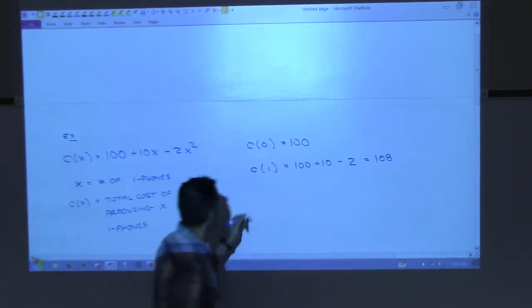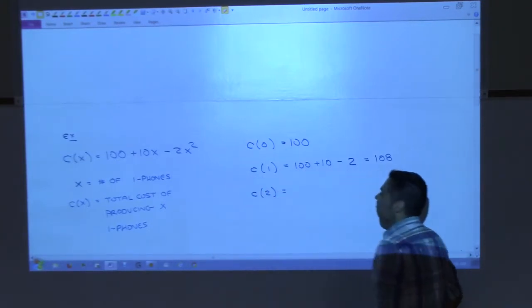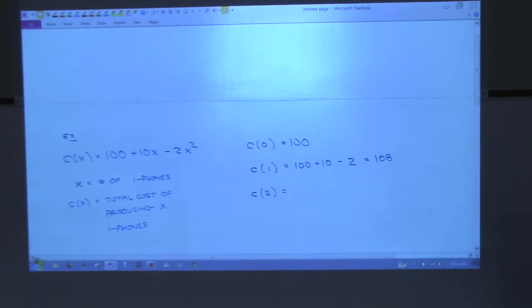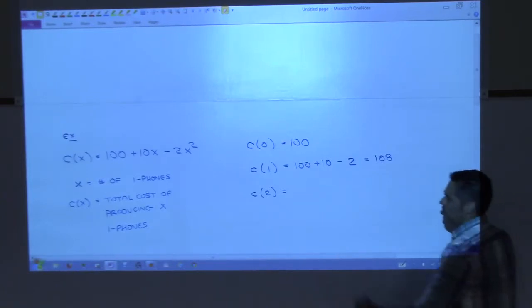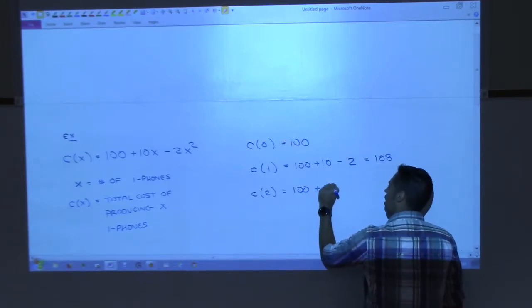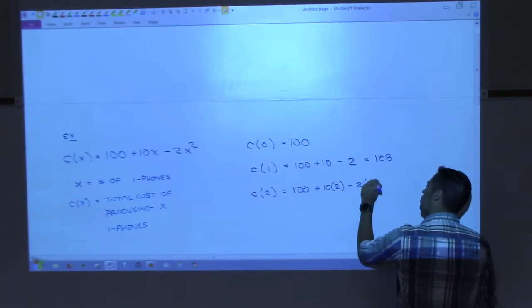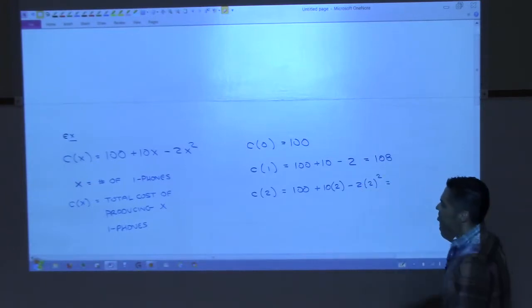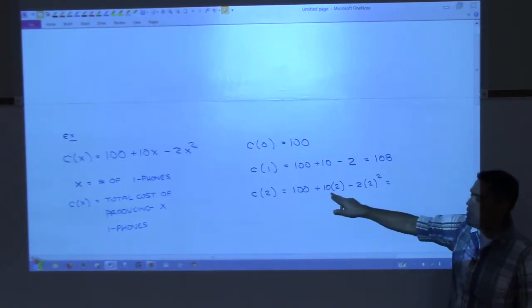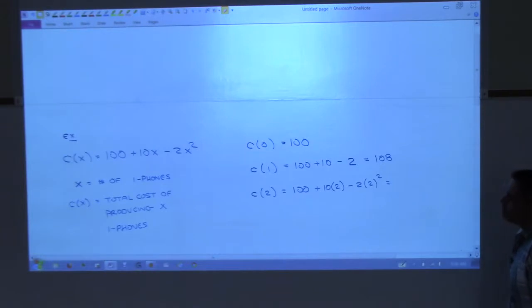Let's try another one. What about C(2)? So plug in 2, see what we get. 100 plus 10 times 2 minus 2 times 2 squared, right? So this is 100 plus 20, that's 120, and then I'm taking away 2 times 4, taking away 8. So what's 120 minus 8? 112.